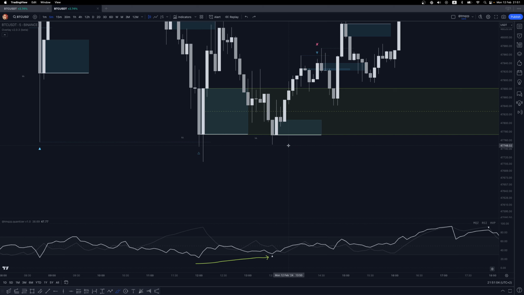And as you can see, there's no sweep of anything, right? There's no sweep of this low itself. So this candle didn't do this, right? And this low also doesn't sweep this low here, right? So there's no sweep there. That's why the RSI symbol doesn't appear.